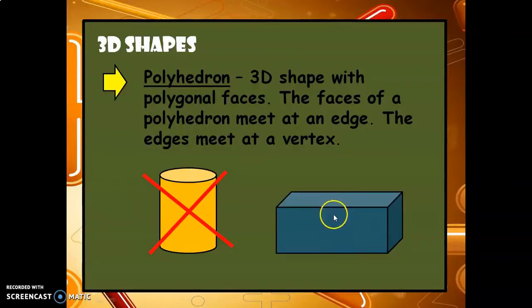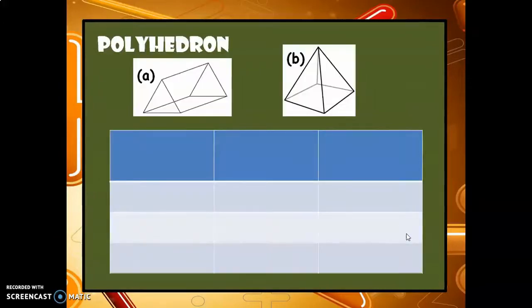Now, the faces of a polyhedron meet at an edge. The edges meet at a vertex. So basically, edges are those lines of the polyhedron or the 3D shape, and vertices are basically the corners. All right.